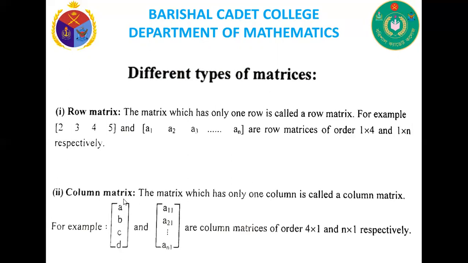Now, column matrix. The matrix which has only one column is called a column matrix. For example, a, b, c, d. This is a column matrix because here the number of columns is 1 but the number of rows is 4. So it is a column matrix of order 4 by 1, and this is a column matrix of order n by 1. Here you can see it has only one column but n rows.